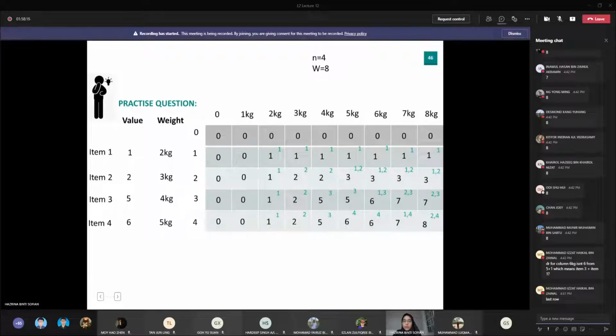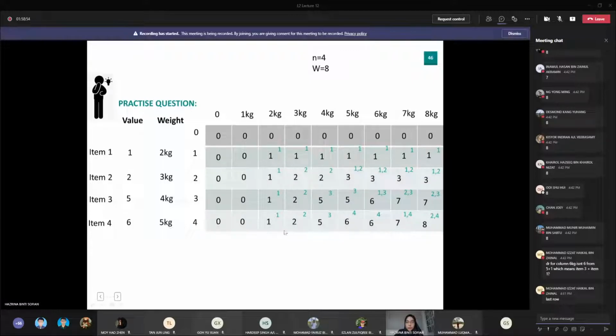Why is it not 5 plus 1? Okay, I understand. So for this row, because it's 0 to 1 knapsack, it still uses greedy, because the factor that has the limit here is weight. So because of that, we need to see which one is the heaviest.